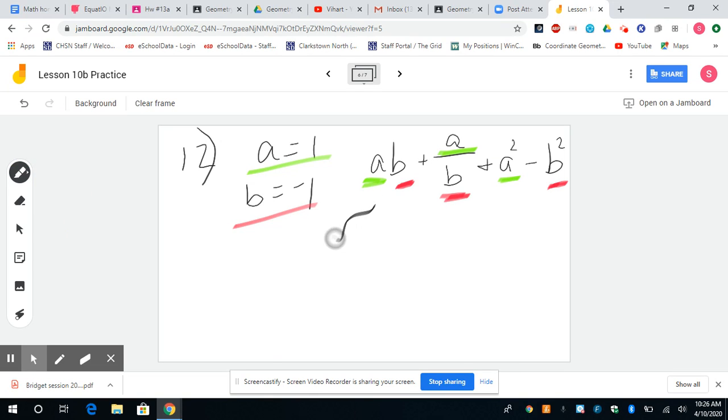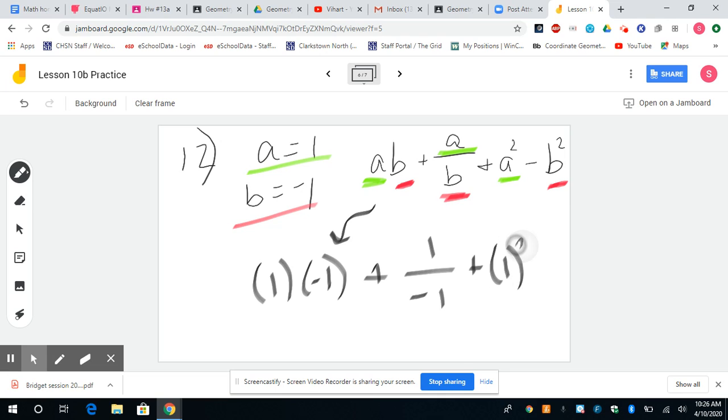So we have 1 times negative 1 plus 1 divided by negative 1 plus 1 squared minus negative 1 squared. So 1 times negative 1 is a negative 1. So you can put this in your calculator. If you don't have one, you can do it in your head because these numbers aren't big. We need to know your rules. A positive times a negative is a negative. A positive divided by a negative is also a negative. So 1 divided by negative 1 is also a negative 1.